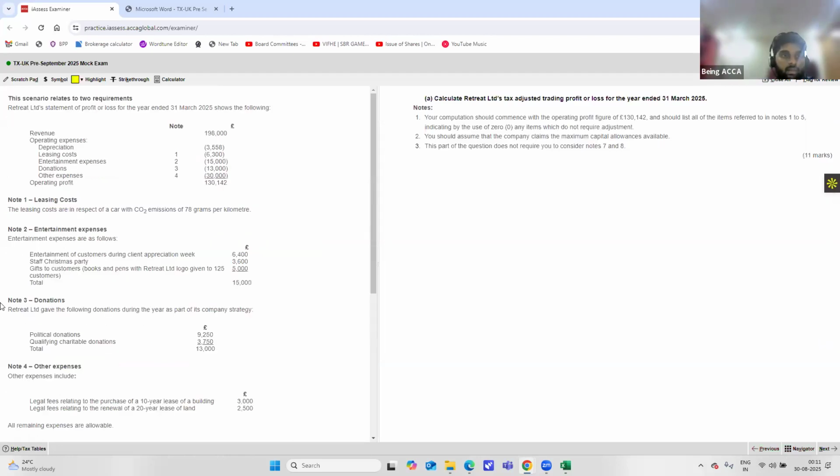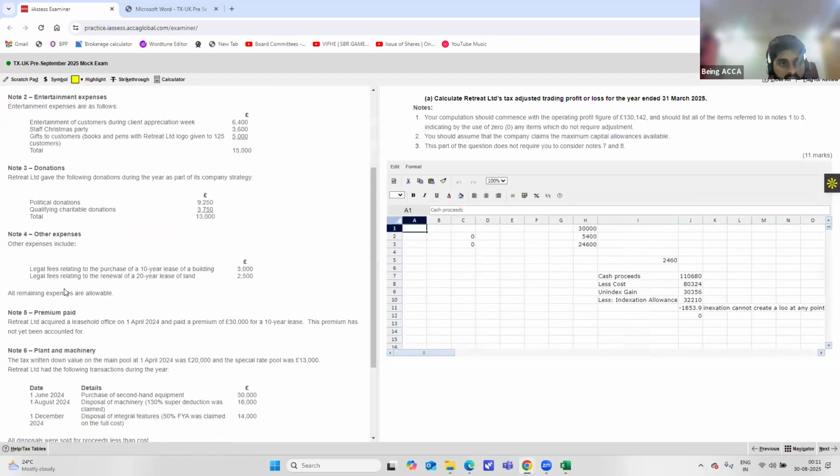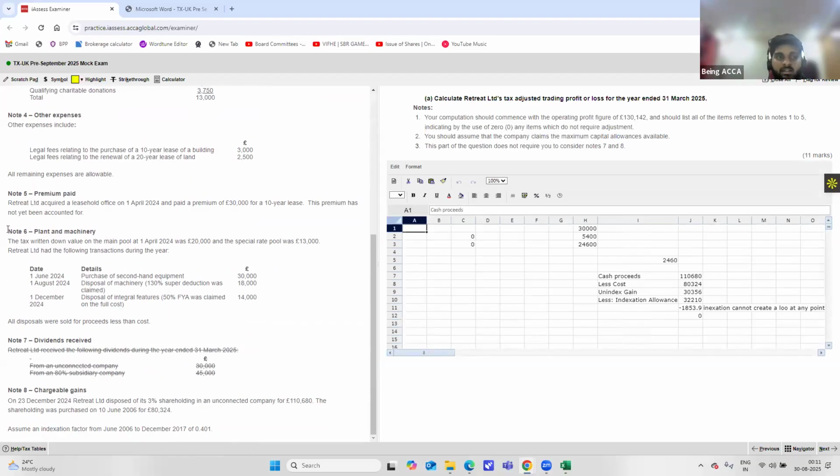Here again, there's one more thing I think we have missed out on discussing: the capital allowances. Purchase of second-hand equipment, 30,000. Disposal, where super deduction was claimed. If super deduction was claimed, as I've told you earlier as well, whatever proceeds are received will directly be taken as a tax charge deducted from your total allowances. This is a straight up point to remember.